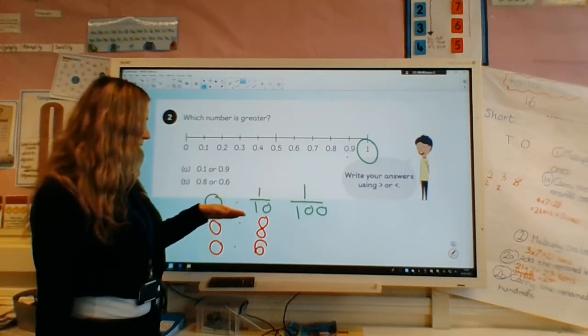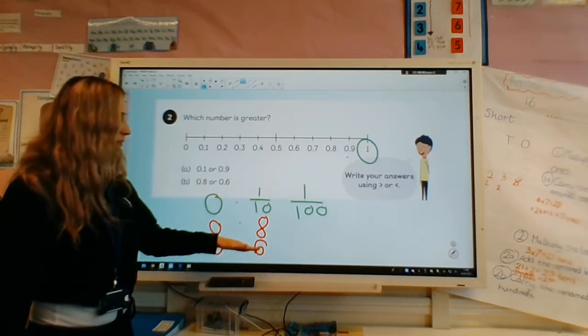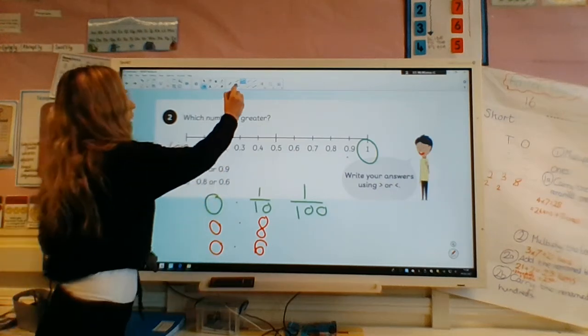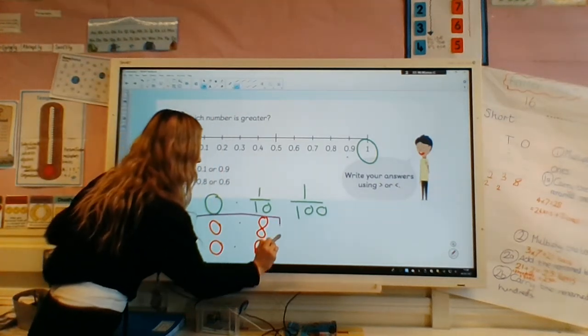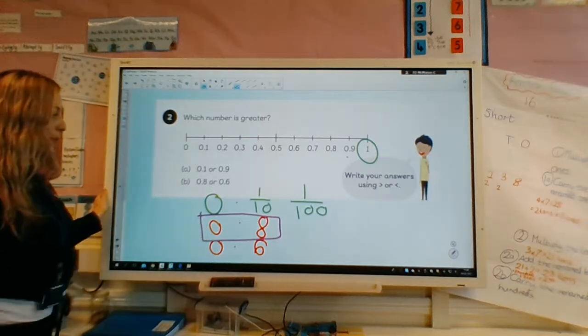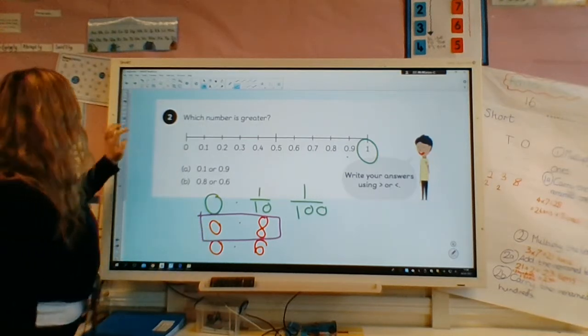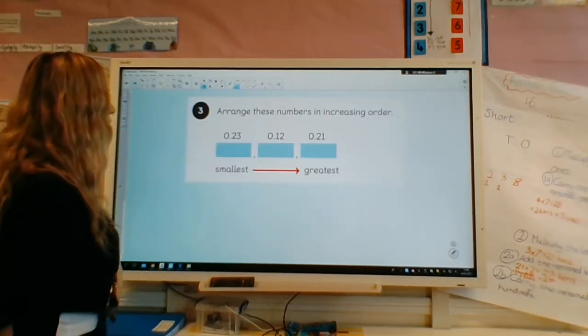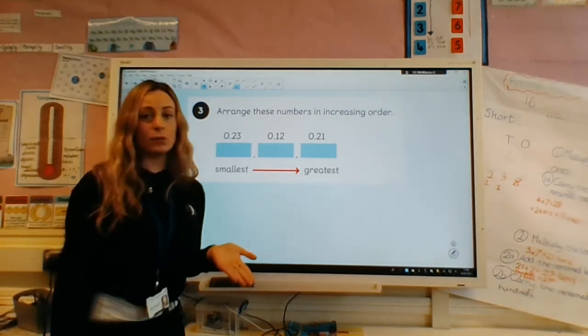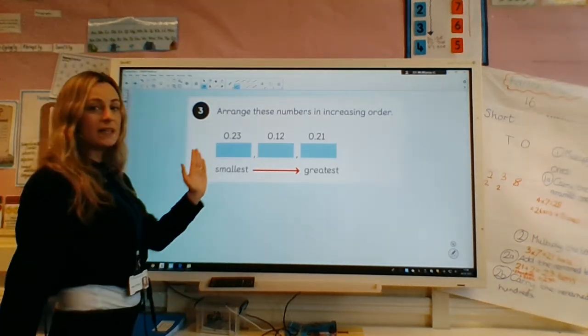Now I'm going to look at my tenths. This one's got 8 tenths, this one's got 6 tenths. I know that 8 is bigger than 6, so 0.8 is greater than 0.6. Okay, so let's arrange these numbers in increasing order, so that means from smallest to greatest.